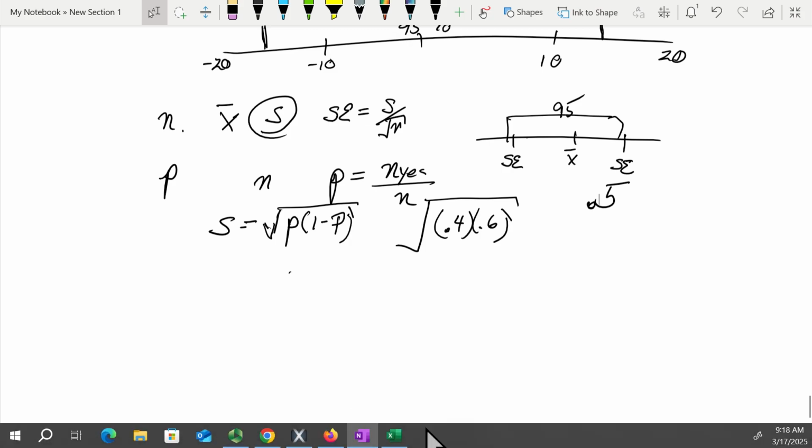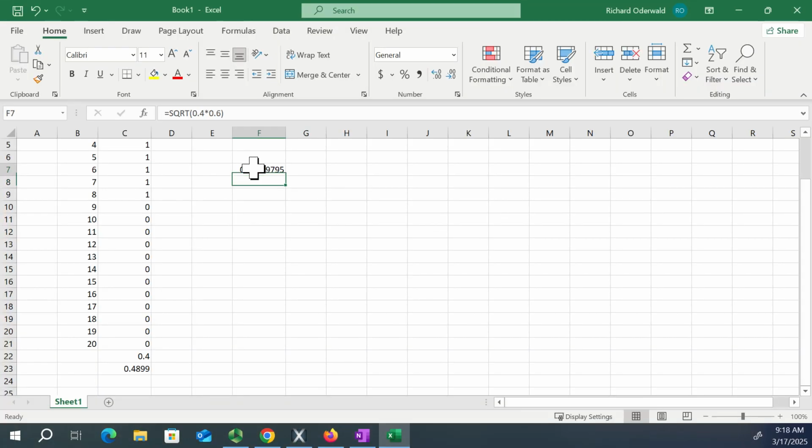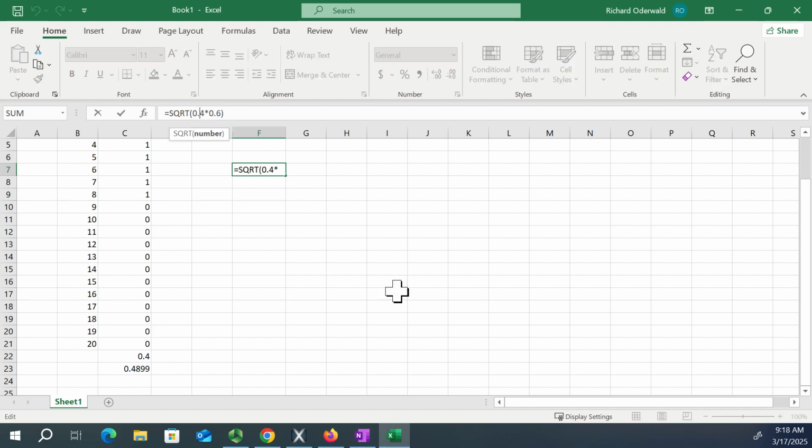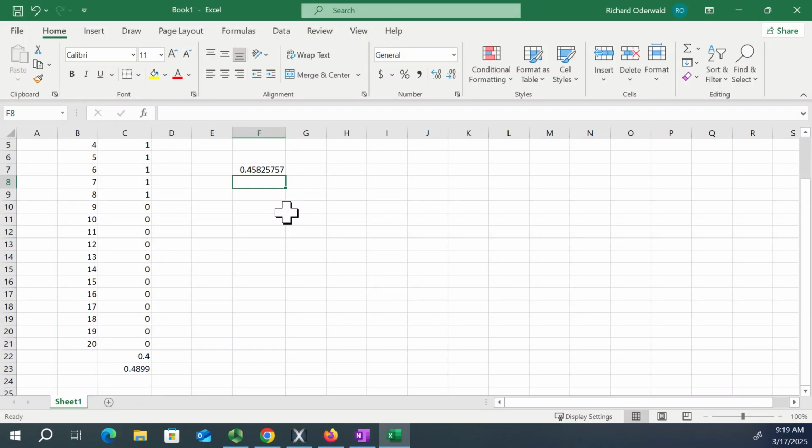Just like the 0.4, 0.6 we did here, this would be 0.3 and 0.7. About 0.458, about 0.46 to 2 decimal places, which is almost 0.5. So if you used 0.5 instead of using anything else, you aren't going to be very far wrong.